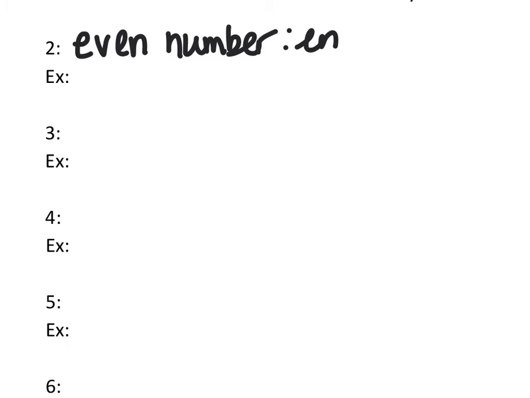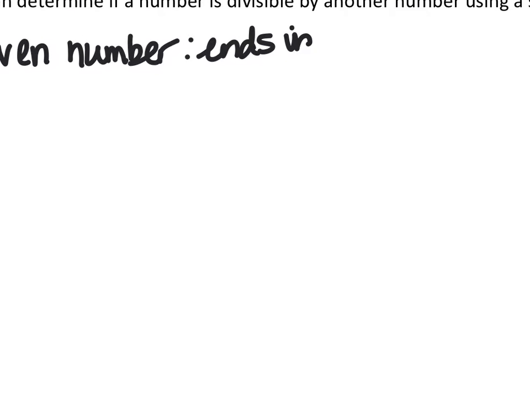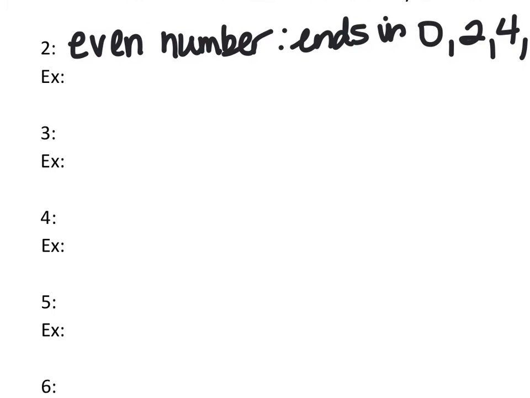So, for example, you can tell if something is divisible by 2 if it is an even number, which means it ends in, scoot that over a little bit, 0, 2, 4, 6, or 8. Any number that ends in one of those 5 numbers will always be divisible by 2, which means basically you can split it in half, okay, without anything left over.